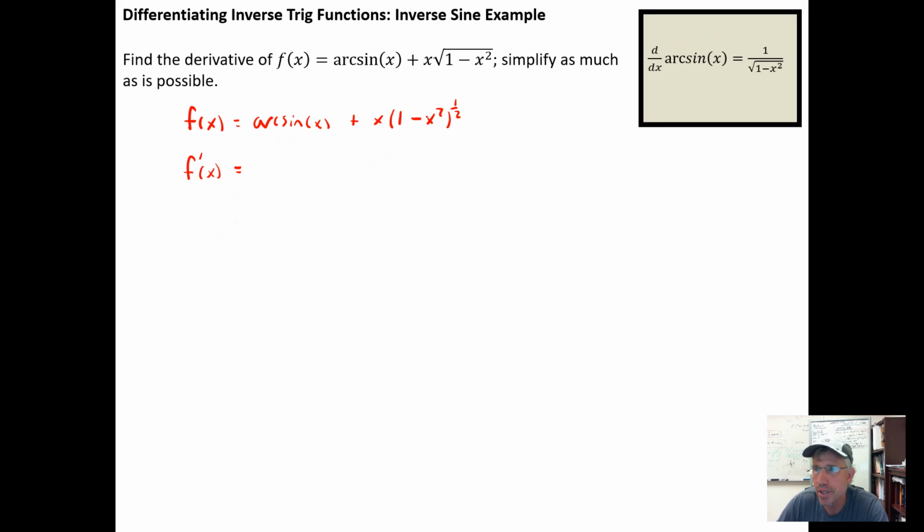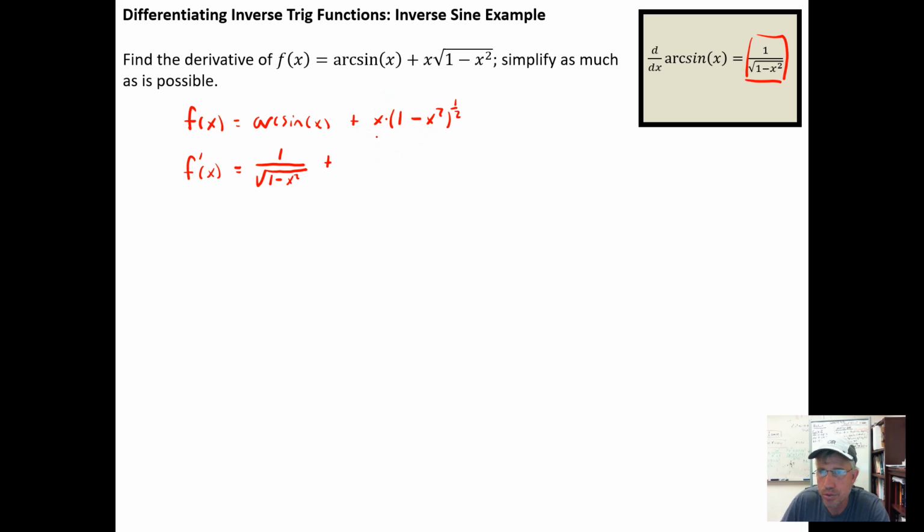So the derivative of the arc sine is going to be very straightforward in this case. We just go straight to the formula that was developed for it in video 1. So we're going to get 1 over the square root of 1 minus x squared, or 1 minus x squared all to the half power, plus, now we have a derivative that we've seen before. We know that we need to use the product rule because I have a product of two functions, and the chain rule because there's a function composition going on. So we'll just go ahead and attack this.